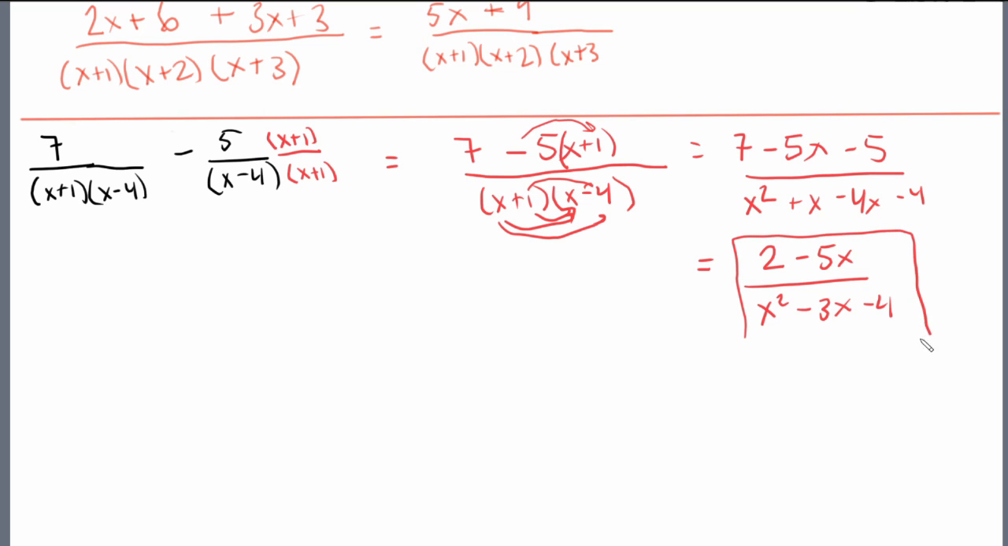So remember, when we're adding or subtracting fractions, you've got to get a common denominator, and we do that by multiplying by the missing factor on both sides.